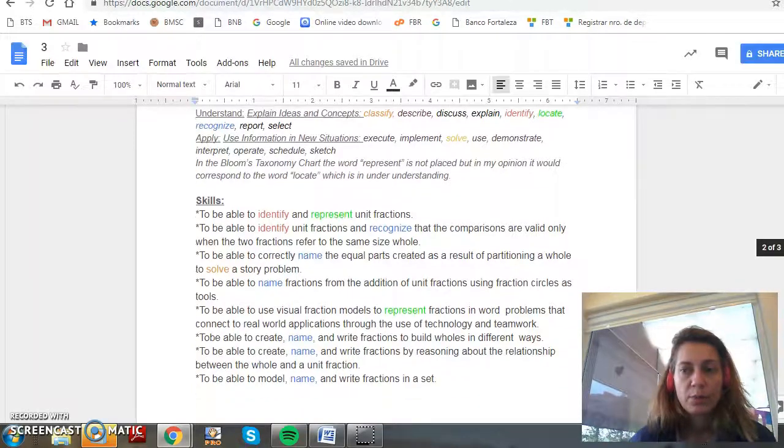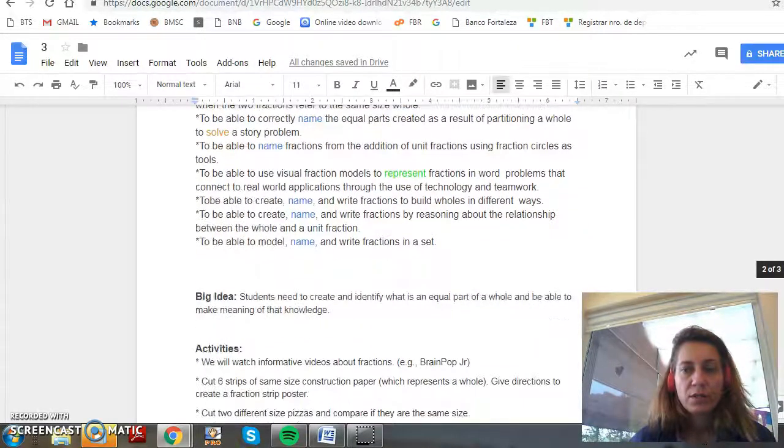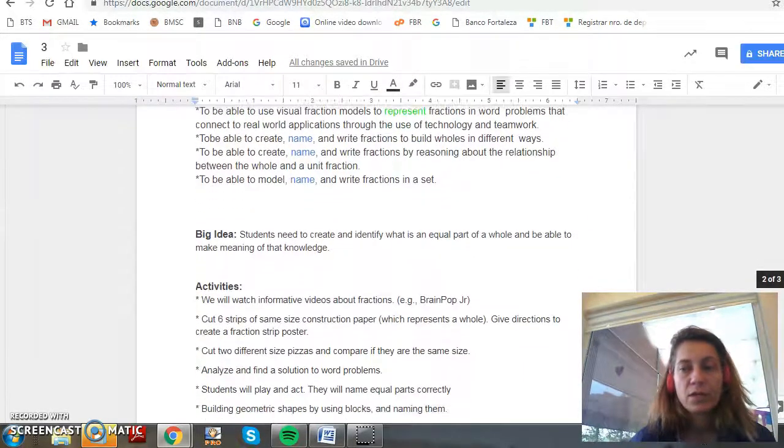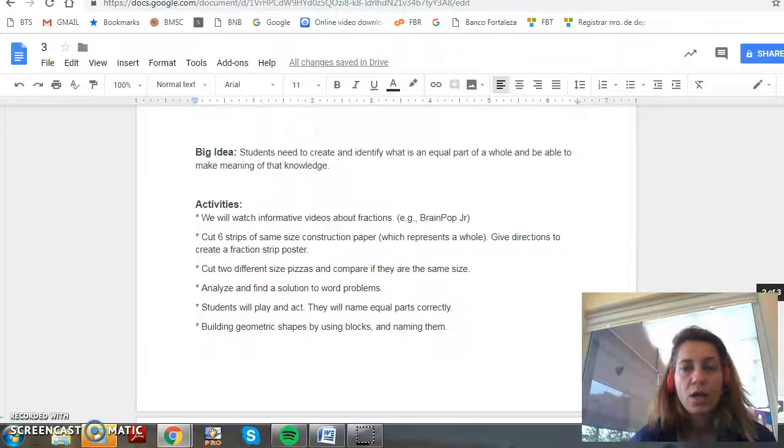So when I was unpacking those standards, I came up with those skills, and in order to make students achieve those skills, I came up with the big idea, activities, and assessments. The big idea here is that students need to create and identify what is an equal part of a whole and be able to make meaning of that knowledge.